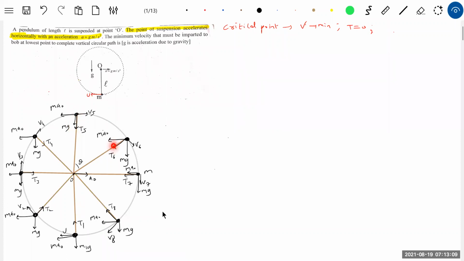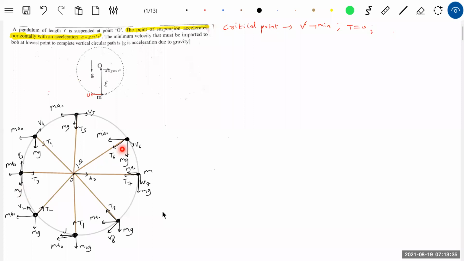What about here? The resultant of all forces should act towards the center. Means ma naught and mg, the resultant of those two should act along this line. You see that here only mg is acting. What about here? Only ma naught. What about here? All these are ruled out, because mg minus ma naught, the tension cannot be minimum or zero here. Only here it is possible.